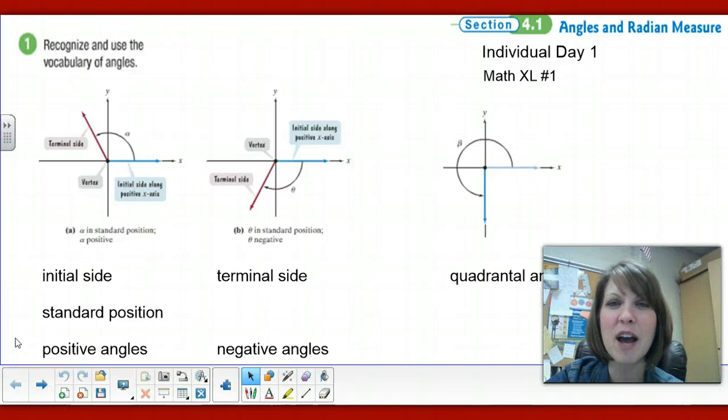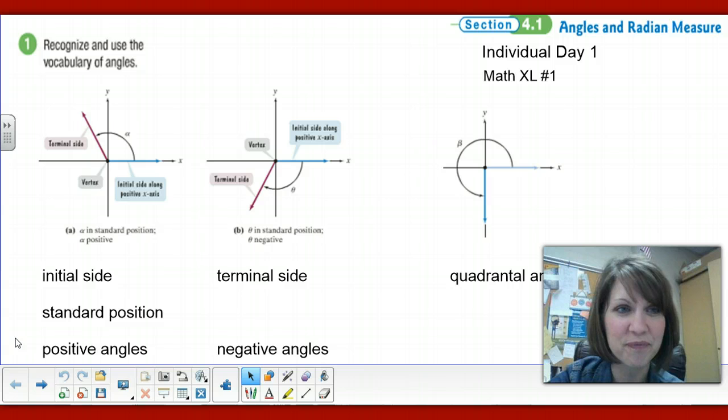Hey, we are in chapter 4. We have moved into the trigonometry semester, and this is by far my favorite semester of the year for you guys. We are working on a section called angles and radian measure. You've worked in degrees before. Now you're going to be learning about something called radians.